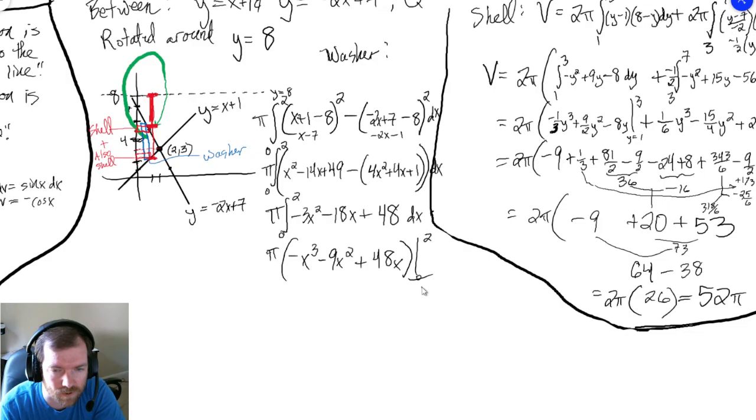0 is just all going to be 0, so we'll be happy with that. And pi times. This is going to be a negative 8. This is going to be a negative 9 times 4, which is a negative 36, plus 48 times 2. Is that 96?